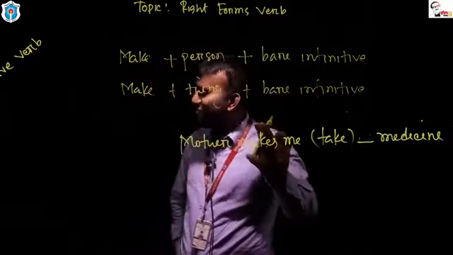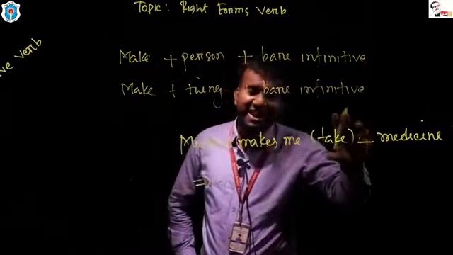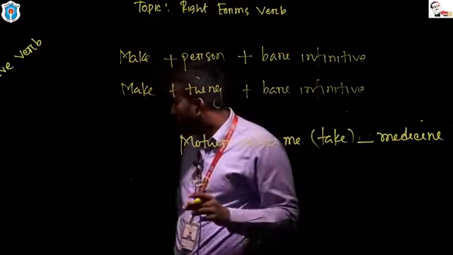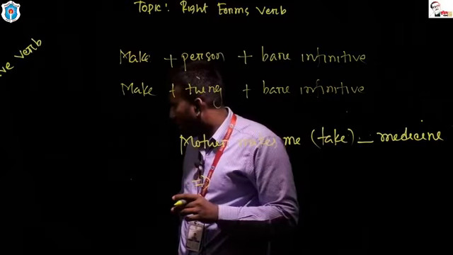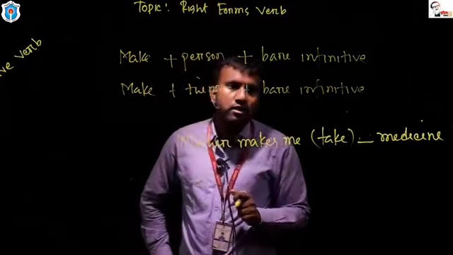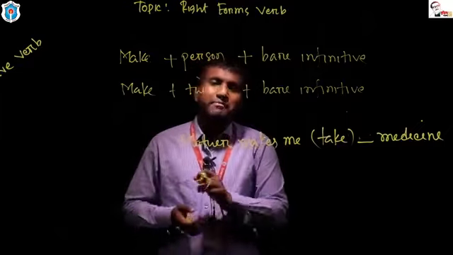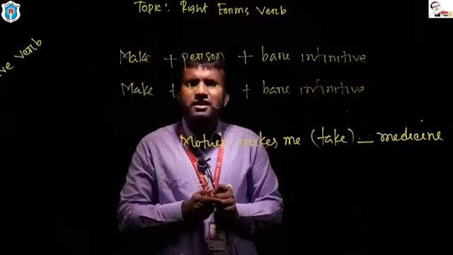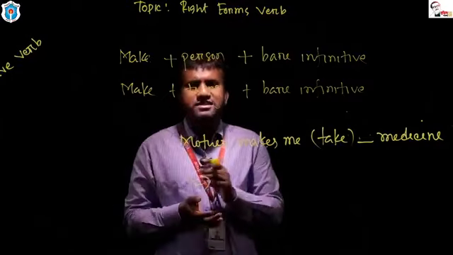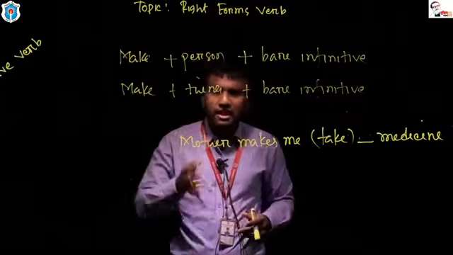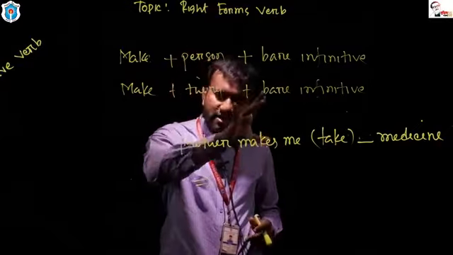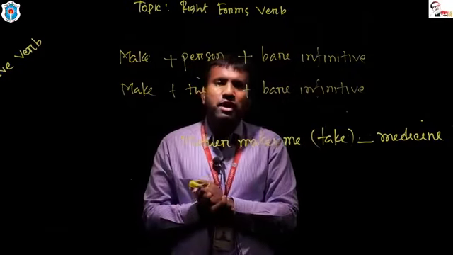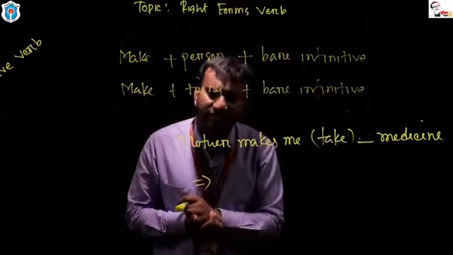So after causative make, you have to use a BR infinitive. BR infinitive means please don't display to. Try to make it invisible in the sentence. Okay. Thank you. So we have got causative make. But if, my dear students, this causative make is used in active voice, you have to maintain this structure. But if you need to change this into passive, what should be the answer?